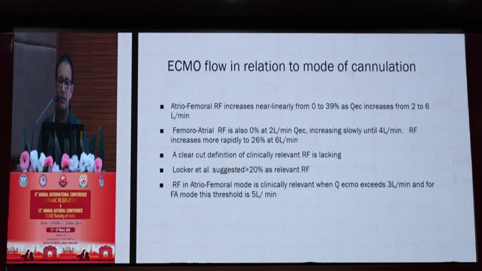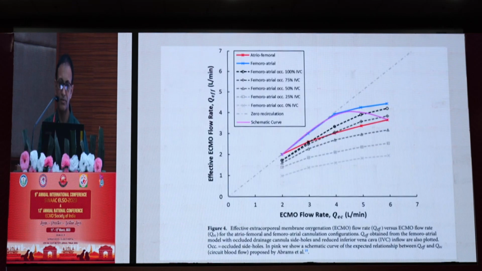So, if you see in the atriofemoral configuration, up to 2 liters, there's not much recirculation, but as you increase from 2 to 6 liters, there is a recirculation of around 39%. Whereas in femoroatrial configuration, it is only 26% as you go up to 6 liters. Although there is no clear-cut definition of recirculation fraction, we accept more than 20 to 30% as significant recirculation. So in femoroatrial drainage, 5 liters is the threshold for significant recirculation.